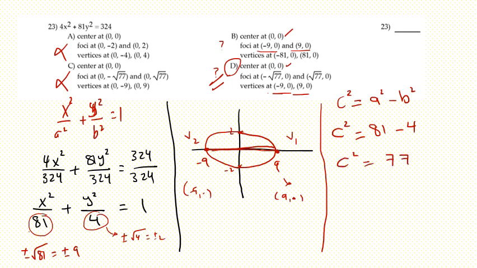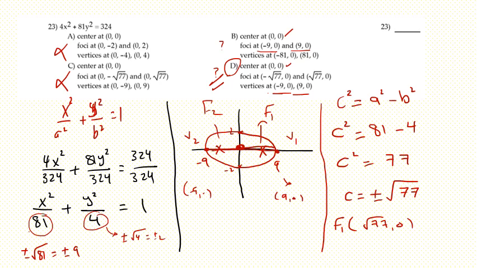So what is the value of c? It's a positive and negative root of 77. And you have a center at 0 and 0. So F1, the first foci, which is located here and there, this is a sketch, not a graph. F1 is root 77 and 0, and F2 is negative root 77 and 0, if the question is not multiple choice and you need to write the steps of working.